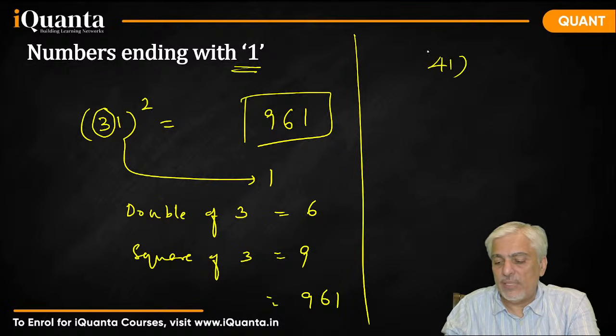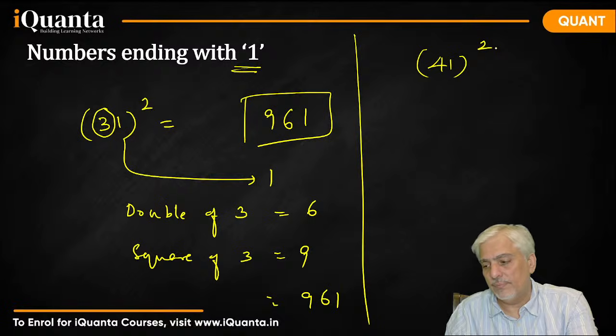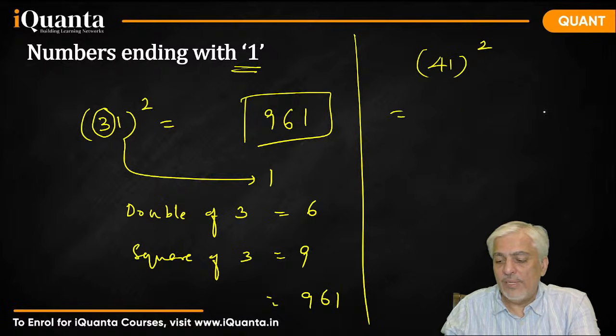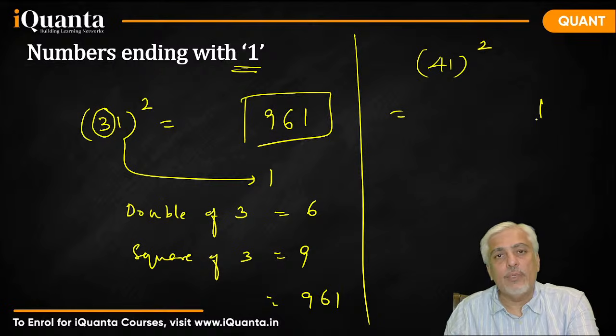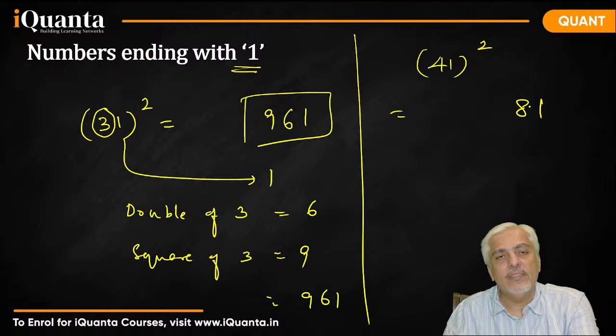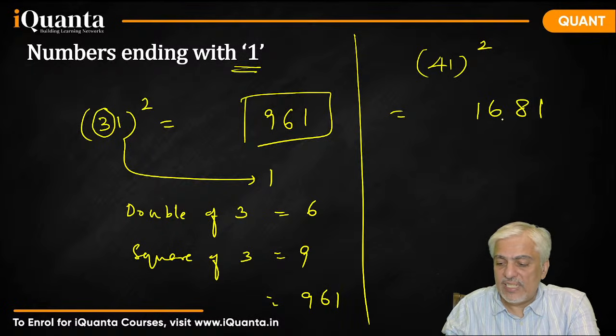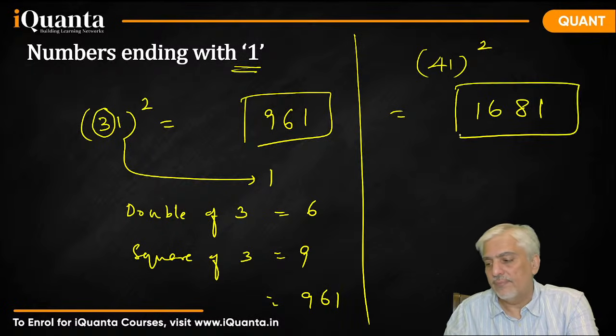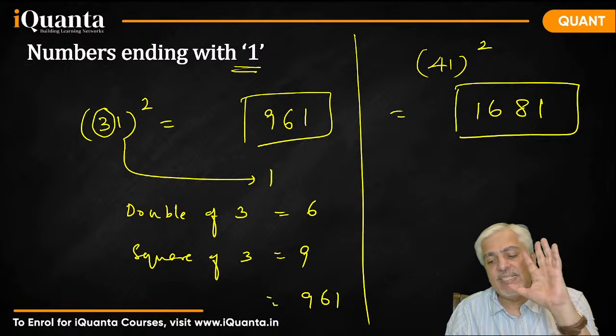Let's try 41 in the same method. 1 will come as it is. Double of 4. Double of 4 is 8. And then square of 4 is 16. I'm just waiting till you'll understand this. Then I'll show you one next one, जो थोड़ा different होगा.